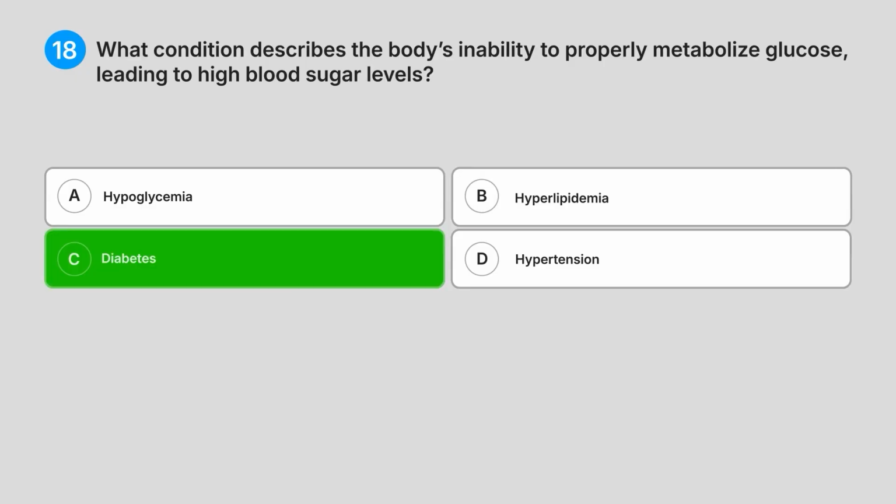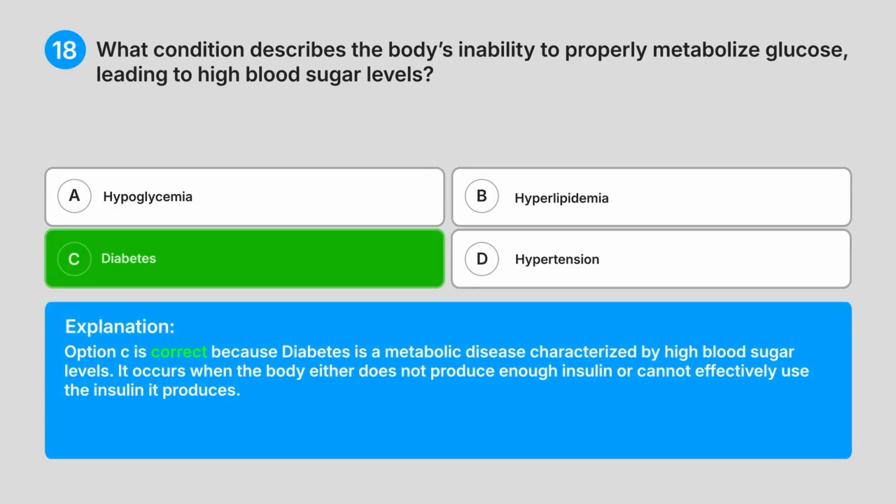Correct answer, C. Diabetes. Explanation: Option C is correct because diabetes is a metabolic disease characterized by high blood sugar levels. It occurs when the body either does not produce enough insulin or cannot effectively use the insulin it produces.